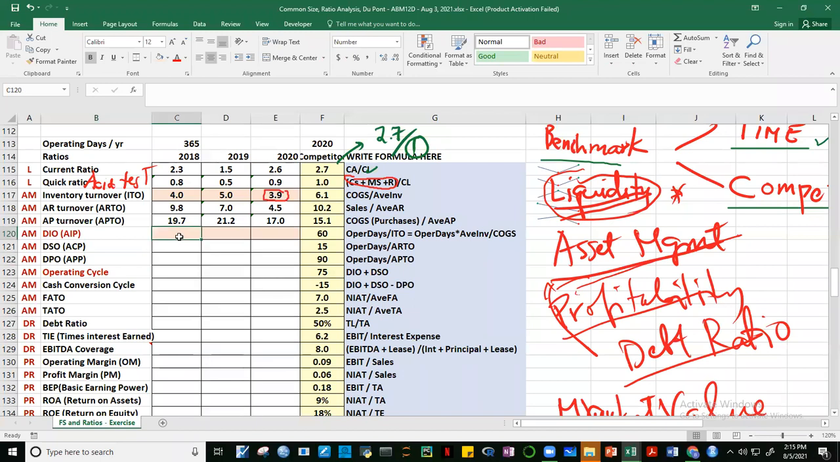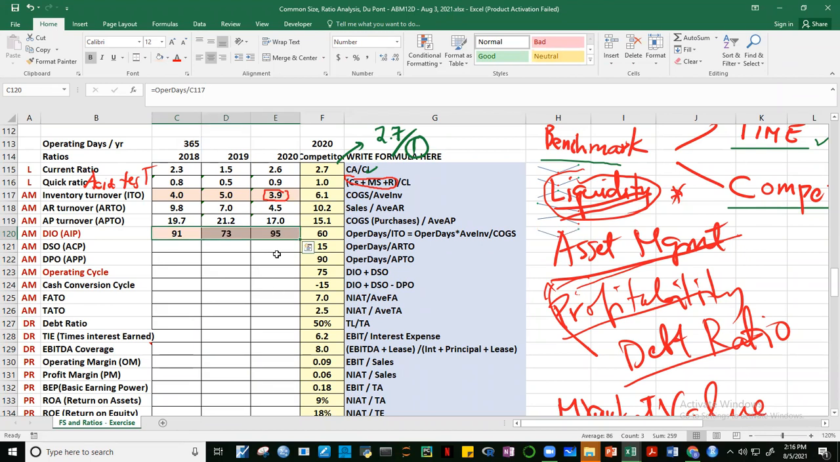Ano naman to? Magpinsan yung dalawang to, and ang formula nito guys, operating days over ITO. Bigyan natin ng pangalan, operating days 365. Ibig sabihin, they're open 365 days a year. Kahit na may bagyo o Christmas. Example nito guys, mga hospital, hindi nag-close ng Christmas ang mga hospital or other businesses. So it will be equal to operating days divided by ITO.